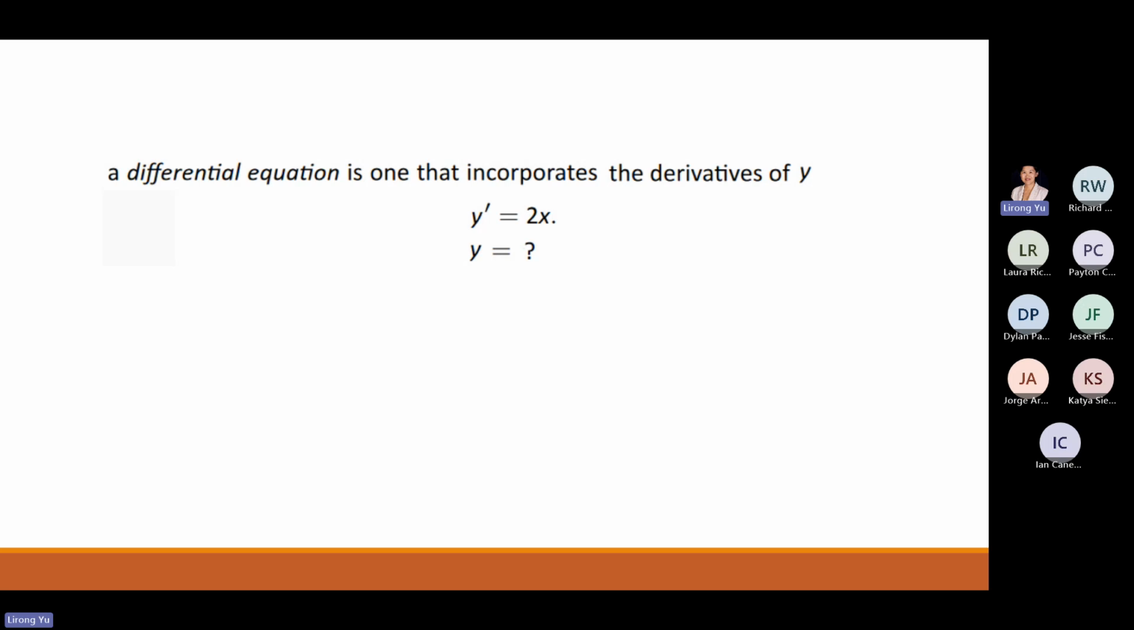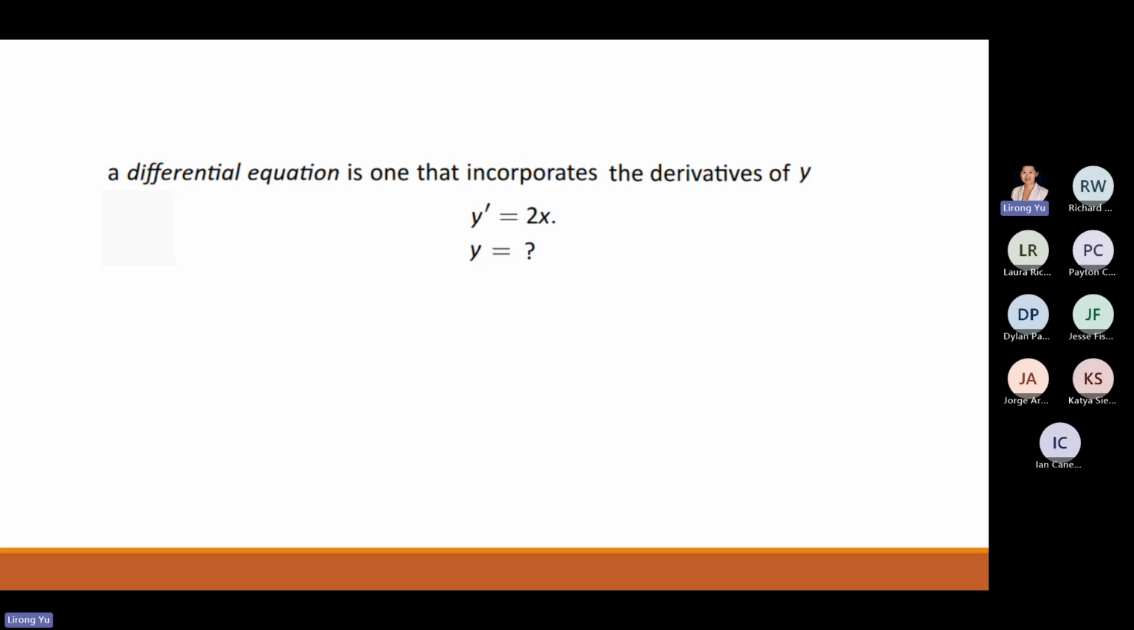Now, my question is, if a function had derivative 2x, what is that function? If the derivative equals 2x, what is y? Any ideas? If the derivative is 2x, what is the original function? X squared. If the function is equal to x squared, the derivative will be 2x. But is that the only one? There could be other functions that have derivative 2x. What if it's x squared plus 1? Yeah, x squared plus 1, the derivative also equals 2x, right?